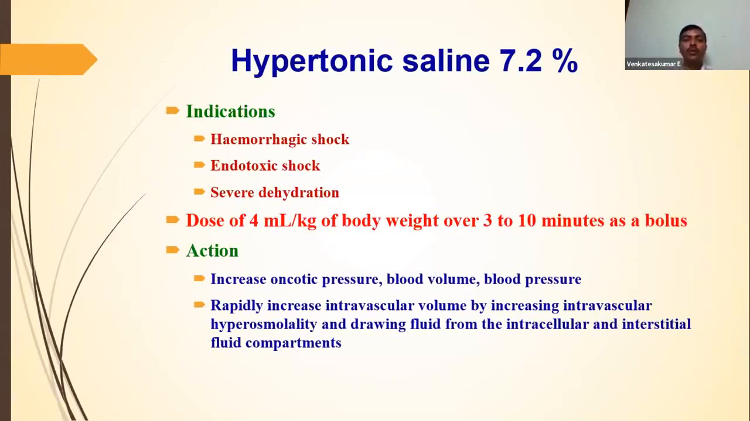Then what will happen? It will increase the osmotic pressure. It will increase the hydrostatic pressure. Blood volume will be improved. Blood pressure will be improved. How? It draws fluid from the other fluid compartments, the interstitial and intracellular areas. That makes the circulatory volume adequate for normal hydration. Followed by the hypertonic saline, we can also go for normal isotonic saline solutions and some other fluids. So that is the advantage of hypertonic saline.